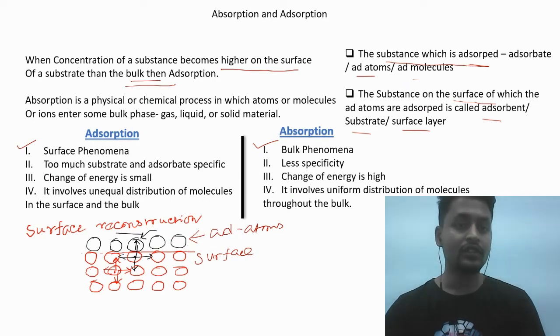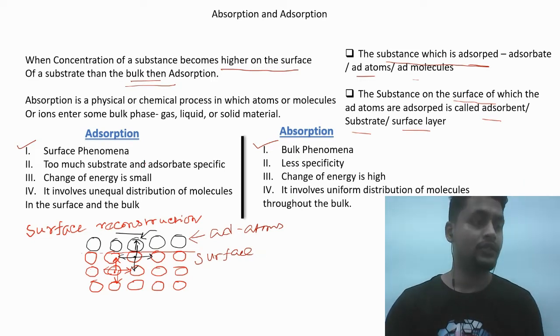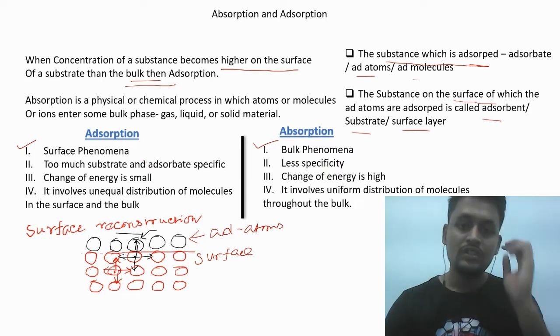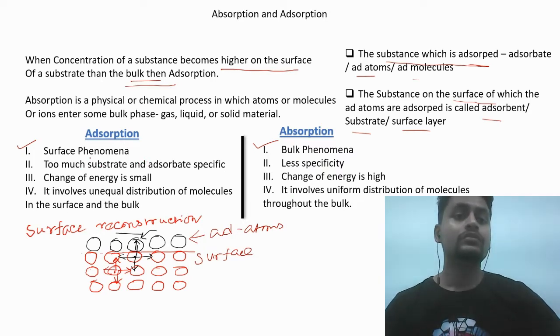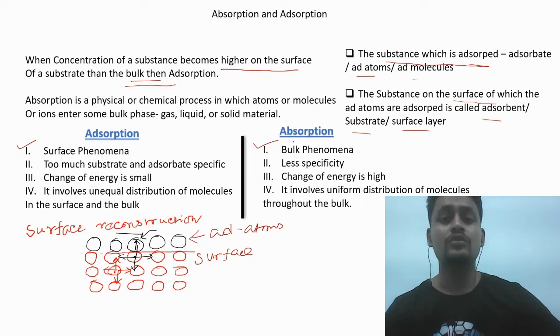In case of adsorption, it is very substrate and adsorbate specific, because some atoms are very specific, but in case of absorption there is not that much specificity. So this is less specific. Now in adsorption, this is happening only on the surface, so the change of energy is small, but absorption is happening throughout the bulk, so the change of energy is high in case of absorption.